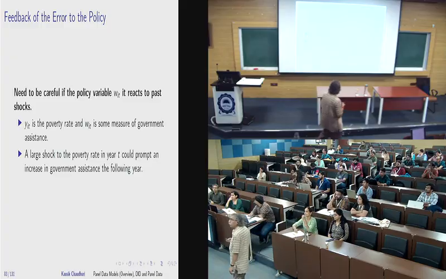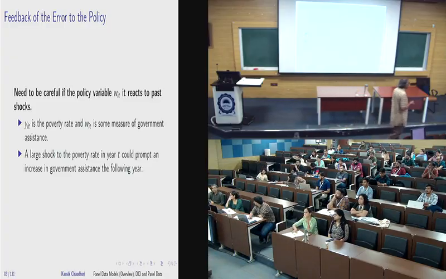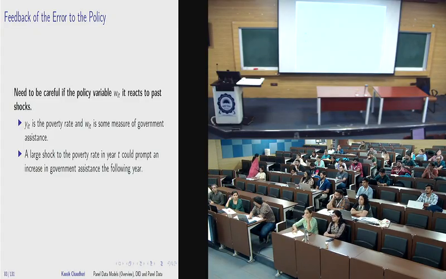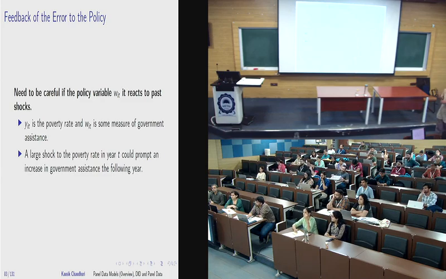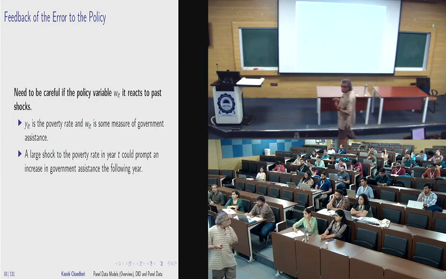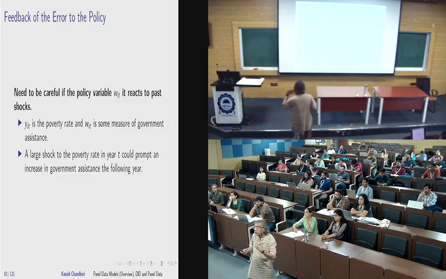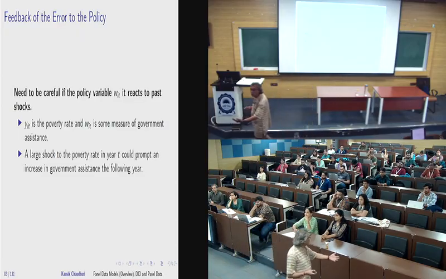Need to be careful. What am I going to be careful with? I'm going to be careful with the policy variable, whether it reacts to the past shock or not. The way I can think of it, Y_it is the poverty rate and W_it is some measure of government assistance. Why do I need to be careful of W_it, whether it is reacting to the past shock or not? I can think that if there is a large shock in poverty in year t, then it could tell the government to increase your intervention in year t plus 1, right?